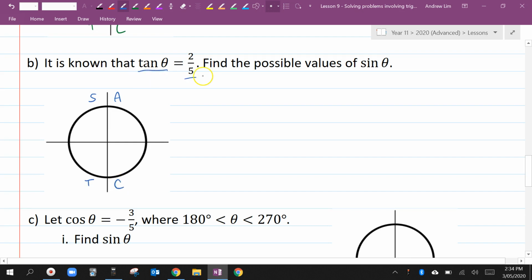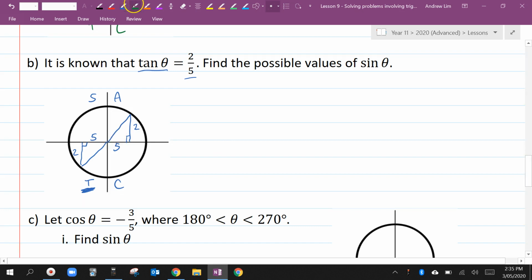Tan is positive. That means it has to be in the first quadrant. Tan is opposite over adjacent. So we are going to do the same thing in the third quadrant where tan is positive. Opposite over adjacent. Okay, so we are going to find the possible values of sine of theta.